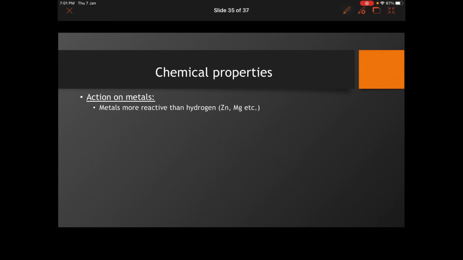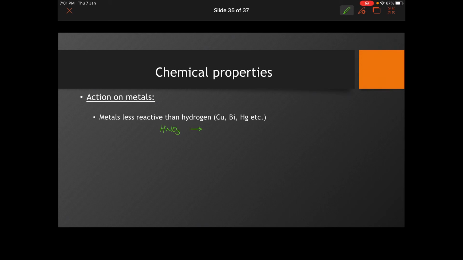Perfect. Moving ahead, what we'll see is metals which are less reactive than hydrogen, like copper, bismuth, mercury, right? So what you will see over here is that this time the reaction will not start with the metal reacting with HNO3. No. What will happen over here? Let's see. Again, HNO3 general reaction first of all will give you a reduction product, plus H2O, plus it is going to give a nascent oxygen.